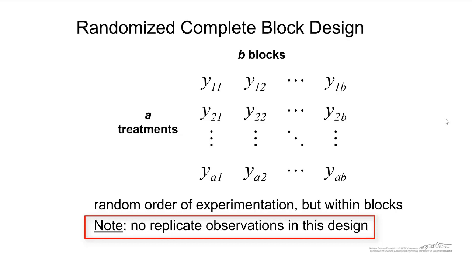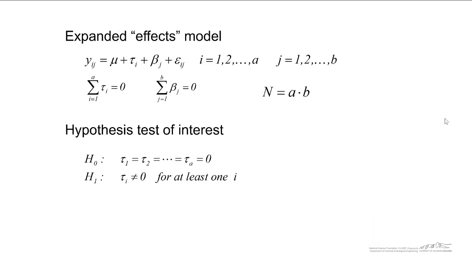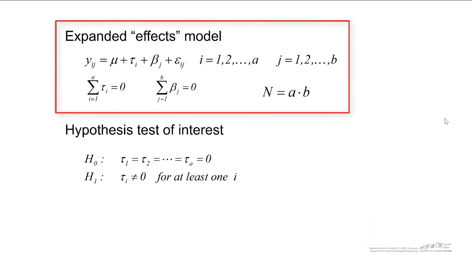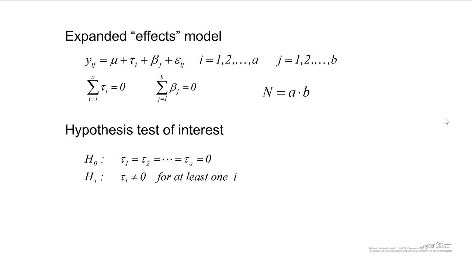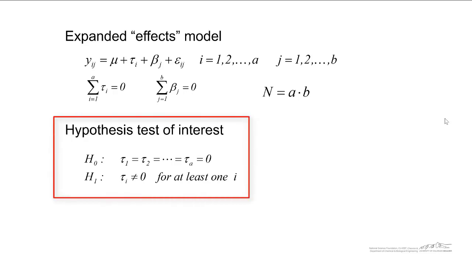but this can be extended to replicates. We can come up with an expanded effects model similar to what we did with two-way ANOVA. We have a treatment effect, which is tau, and we also have a blocking effect, which is beta. The hypothesis test of interest is shown here. The null hypothesis: all of the treatments are equal to 0, meaning there is no difference in tire type. And the alternate hypothesis is that at least one of the treatments has a treatment effect that's not equal to 0.